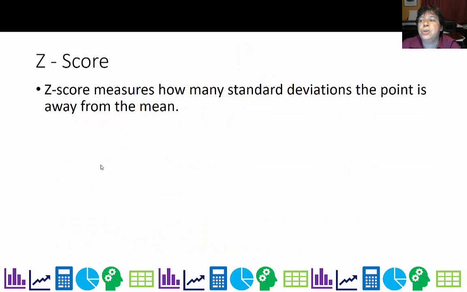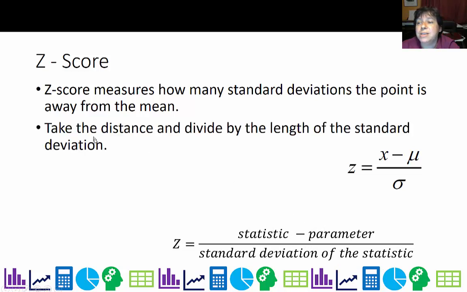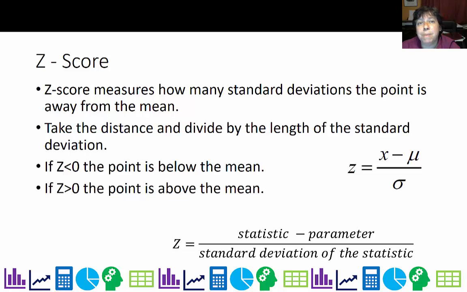So Z-scores measure how many standard deviations the point is away from the mean, and this is the formula from your math chart. You might actually see it more like this. It's statistic minus your parameter, over the standard deviation of the statistic. Or this could be actually your value. Anyway, you take the distance and divide by the length of the standard deviation. If the Z-score is negative, it's below the mean. If it's positive, it's above the mean.